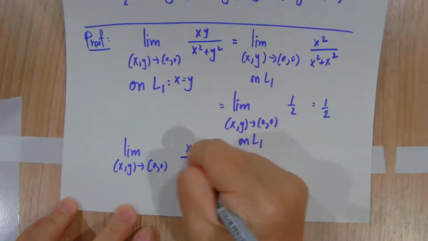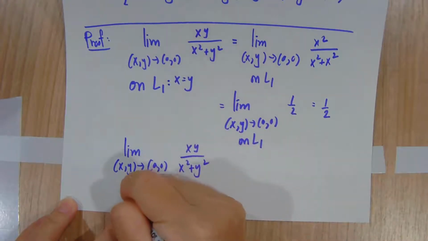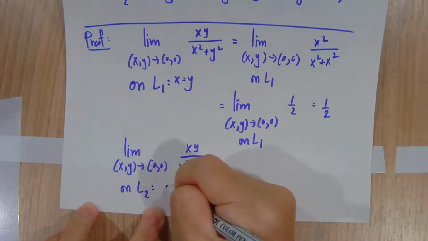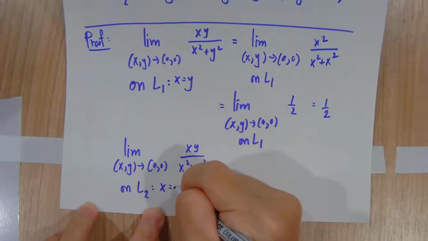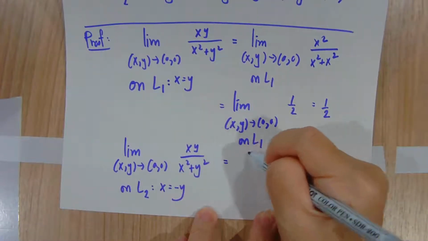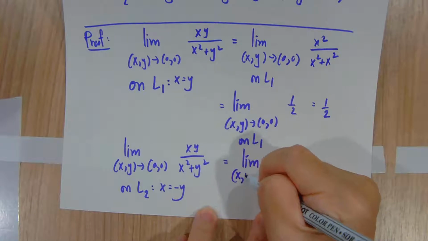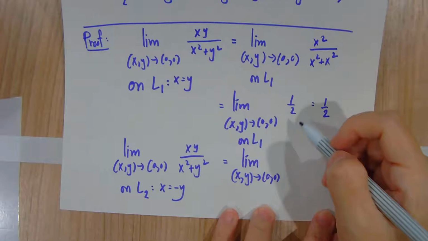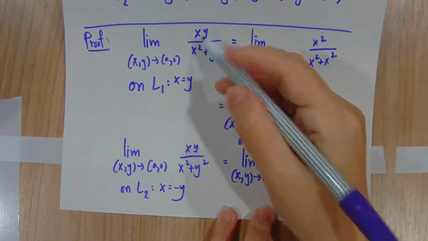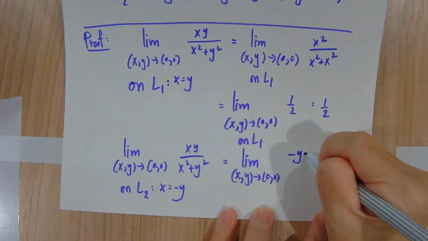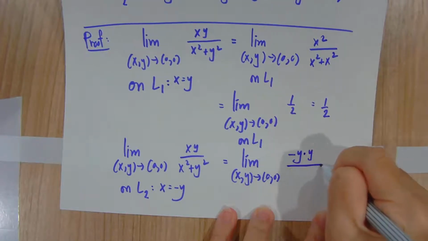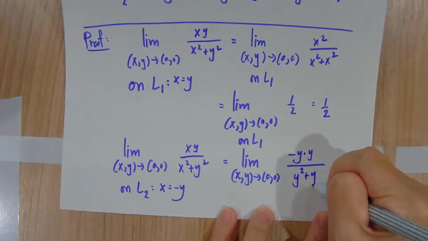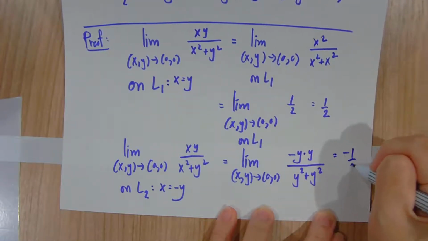Okay, so easier, right? Just choose the opposite. So on the other curve, we just choose x equals negative y. Then if we replace x with negative y, you get the negative y times y, divided by y squared plus y squared, which equals negative one half.